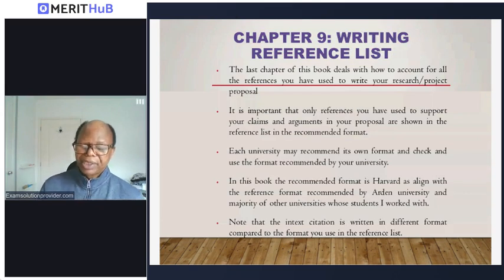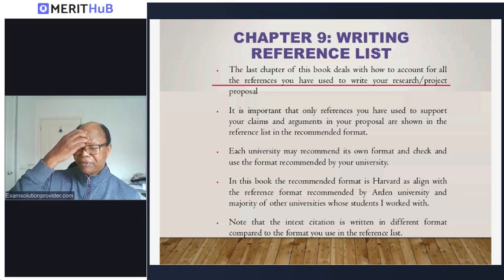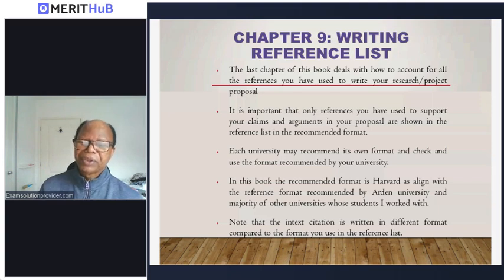Chapter 9, writing the reference list. Okay, so we had the justification for all the things we are doing in the proposal. Now those justifications, which were in-text citations, also need to show in the reference list. In the reference list, they are put in a longer version and are more complete, while in the document itself, they are in a shorter format. So the last chapter of this book deals with how to account for all the references you have used to write your research or project proposal.